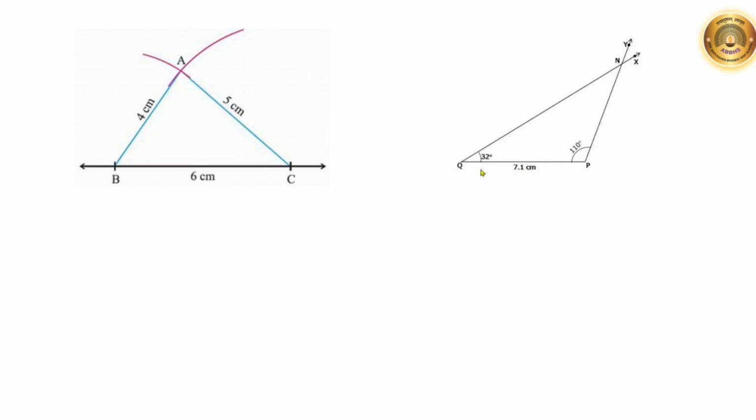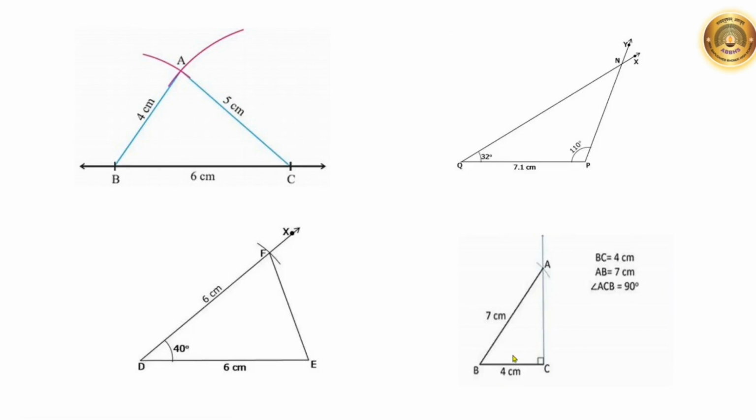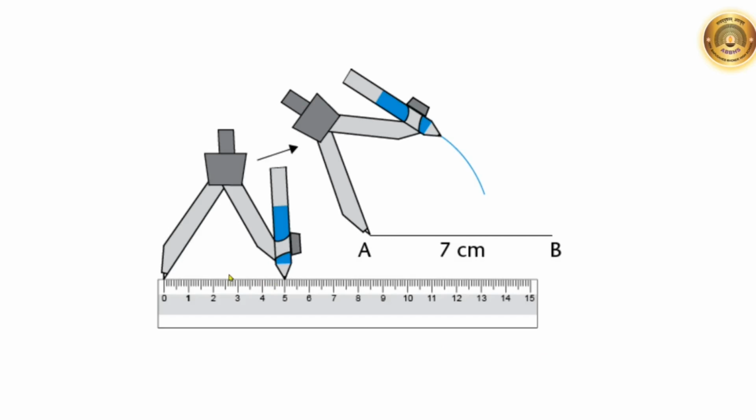Now what is meant by included side? Included side means the arm that is common to the two angles. The third case is if you know two sides and the included angle, then you can construct a triangle. In the fourth case, if it is a right angle triangle, if one side and the hypotenuse is given, you can construct the triangle. When you take measurements on the compass, please make sure that you take accurate measurements.